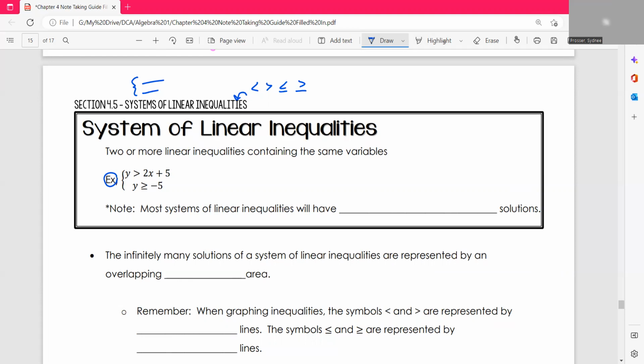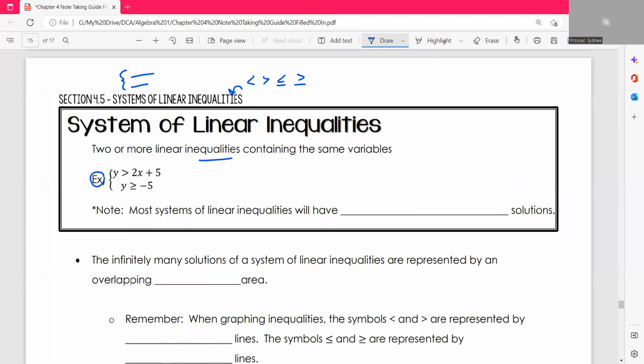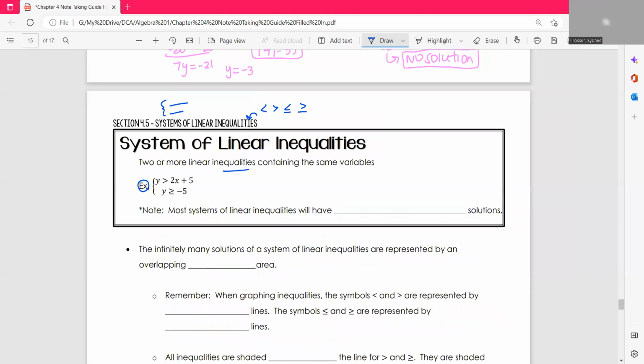System of linear inequalities: two or more linear inequalities containing the same variables. Note, most systems of linear inequalities will have an infinite number of solutions. Okay, so we're going to think about that in terms of if I graphed an inequality.